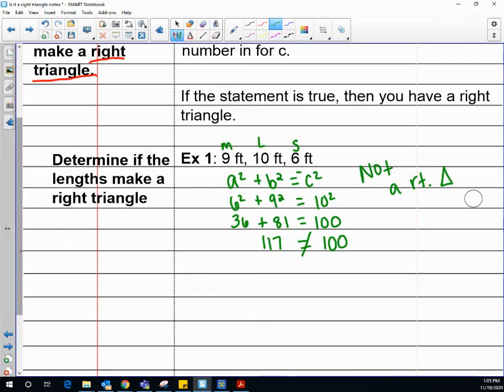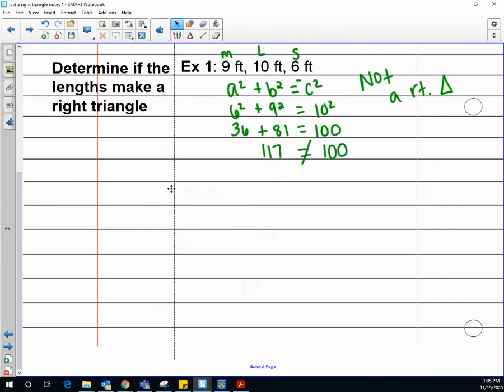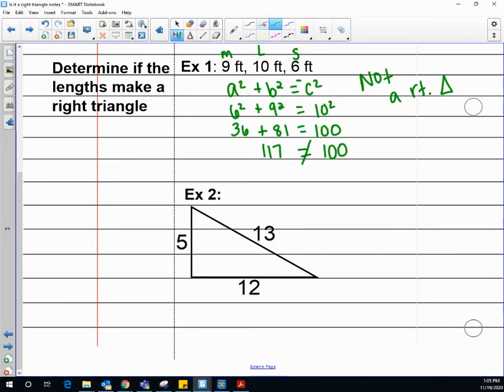Okay, so let's try another example. This one, they actually just gave you the picture of a triangle, and that's fine. We want to determine, does this actually make a right triangle? Here's your small, your middle, and your large. Let's see if that's true. We do a squared plus b squared equals c squared. So we have 5 squared plus 12 squared equals 13 squared.